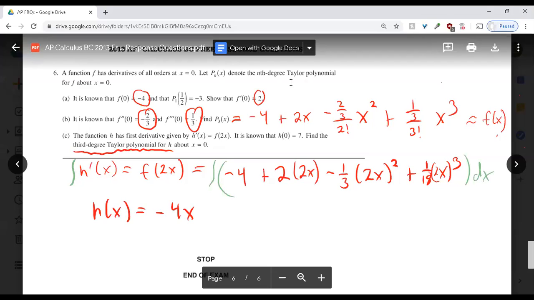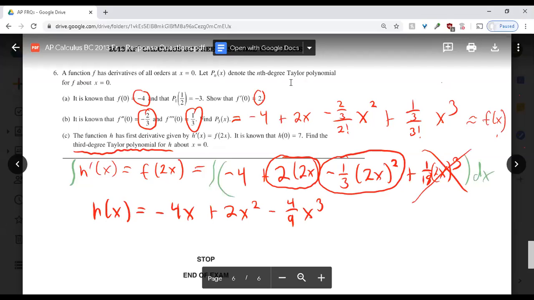And then this right here becomes 4x. When you integrate that, that's going to be 2x squared. When you integrate this term, that's going to be -1/3 4x squared. So when you integrate that, that's going to be -4/9 x cubed. I don't have to keep going because I already have a cubic. I do need a plus c though, because I just took the integral of a polynomial.